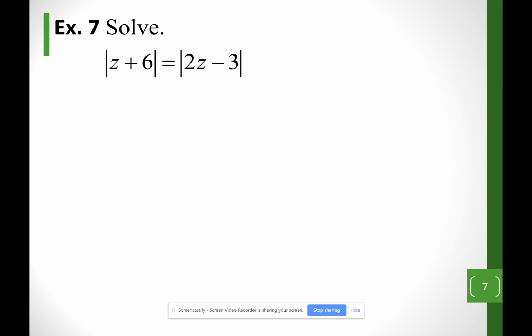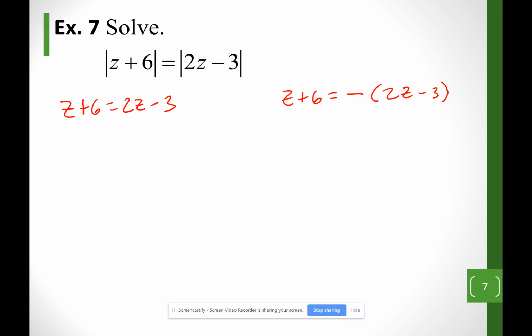Now we're going to be looking at what if I have absolute value in both cases. All right, so we're going to start with saying z plus 6 is equal to 2z minus 3. And then I'm also going to say that z plus 6 is equal to the negative of 2z minus 3. Notice I put my second absolute value in parentheses and I call the negative of that. That's how I'm going to split it.